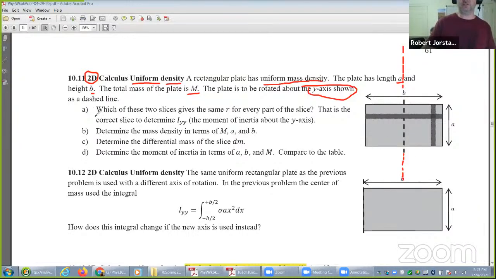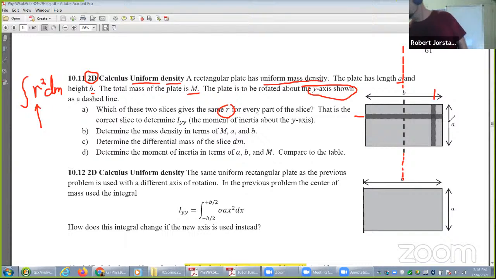Which of these two slices will give us the same value of r? Remember, we're trying to do this integral, r squared dm. R means distance from the axis. Which slice gives us the same value of r for every part of the slice? Is it the horizontal slice or the vertical slice? Vertical. The vertical slice.